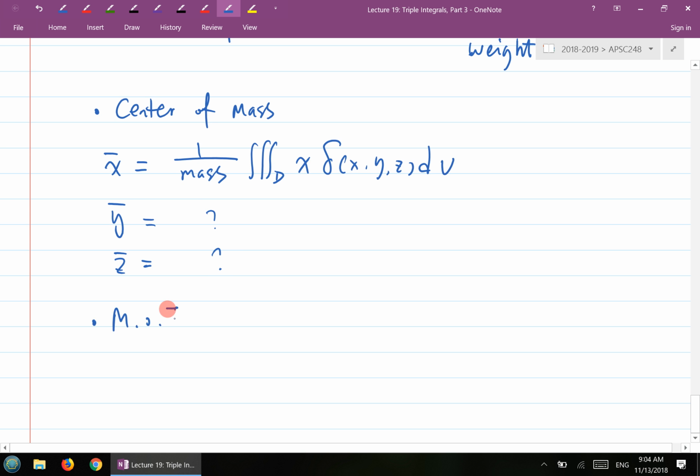And then moment of inertia. Okay, so moment of inertia is always about a certain axis.